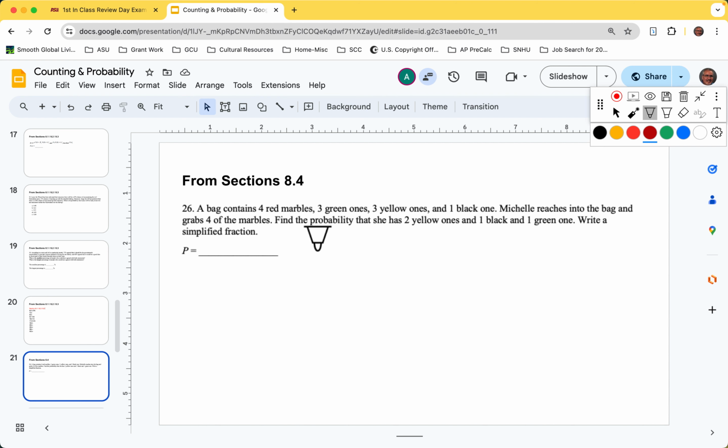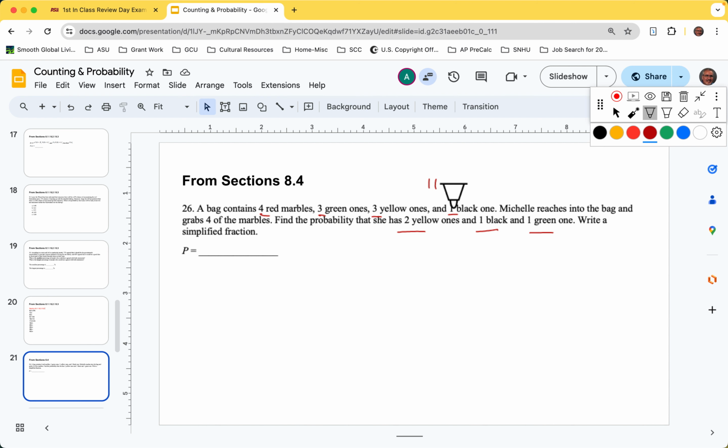Find the probability that she has 2 yellow, 1 black, 1 green. So first thing we do with this is, how many marbles do we have? We've got 4 red, 3 green, 3 yellow, 1 black. So we have to add them together. There's 7, 10, there's 11 marbles.